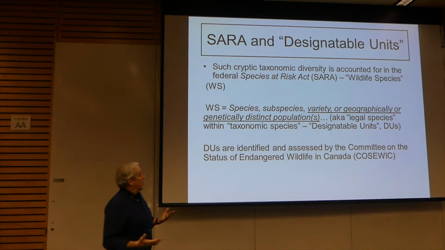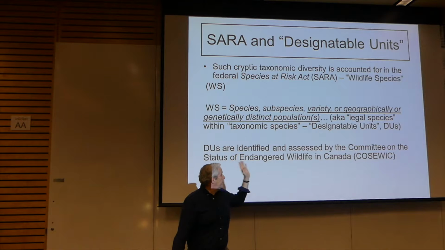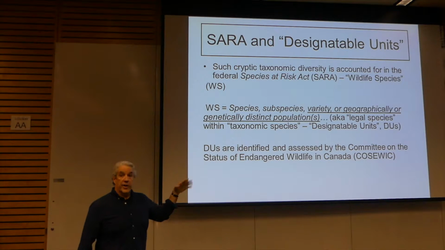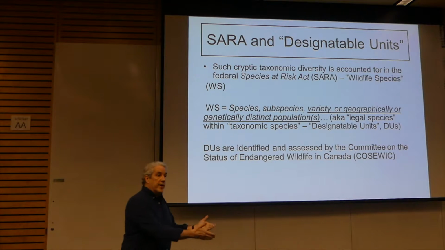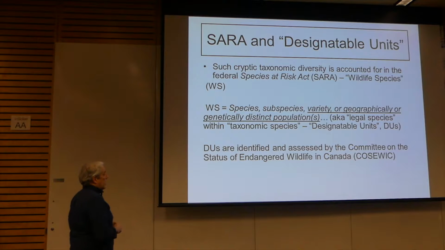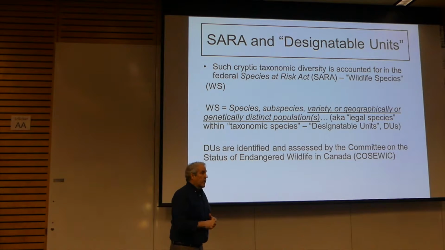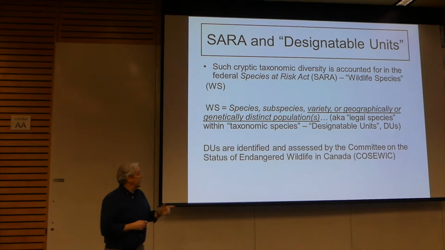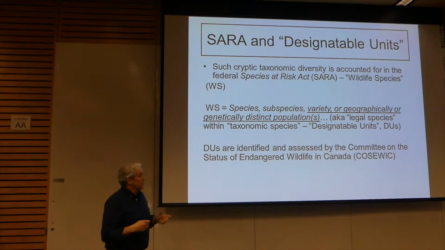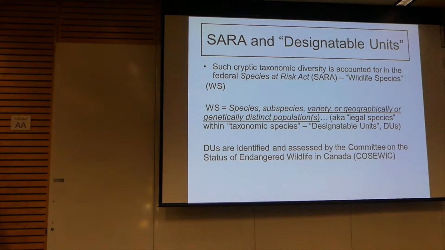And at COSEWIC, we lump all of these, so species, subspecies, varieties, or geographically distinct populations, under the term designatable units, because that's the thing you designate, that's the thing you give a conservation rating for. And these are short form DUs. So DUs are defined and assessed by the Committee on the Status of Endangered Wildlife in Canada, COSEWIC, which George mentioned I'm the chair of until September of 2018.